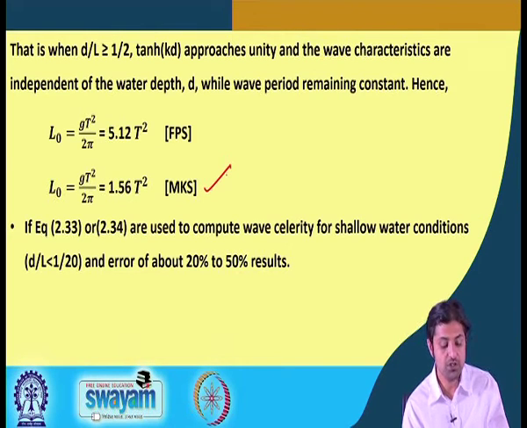So, if equations 2.33 and 2.34 are used to compute wave celerity for shallow water conditions, so if we say that okay, we are going to use these same equations for shallow waters, we are going to get some errors of the order of 20 to 50%, alright, which is not good, because we need to get the correct value of the velocities in shallow water. Shallow water occurs near the coast, for example.